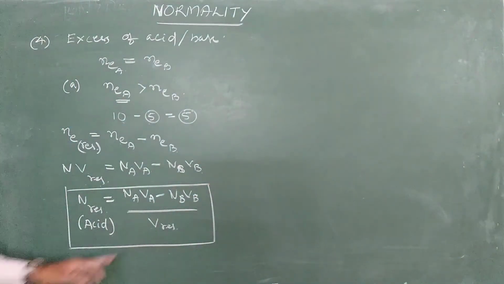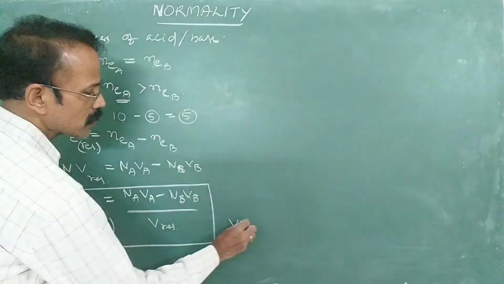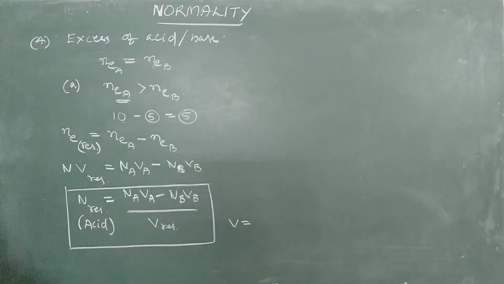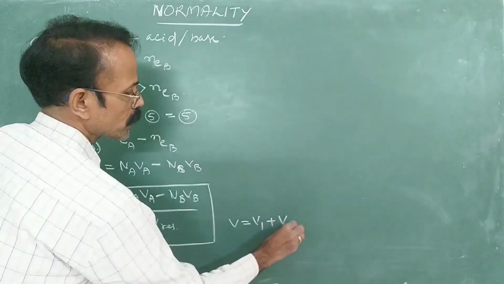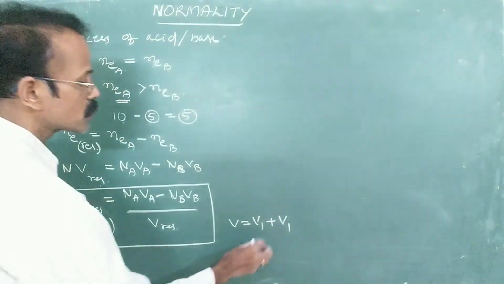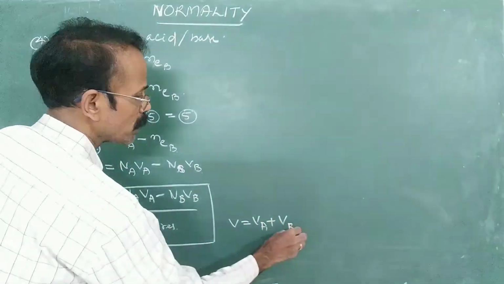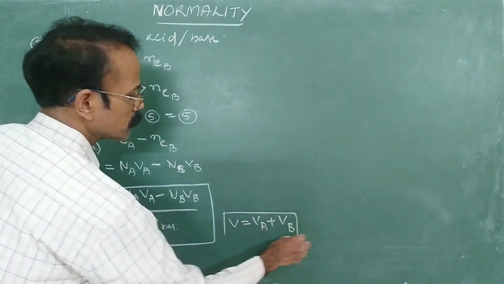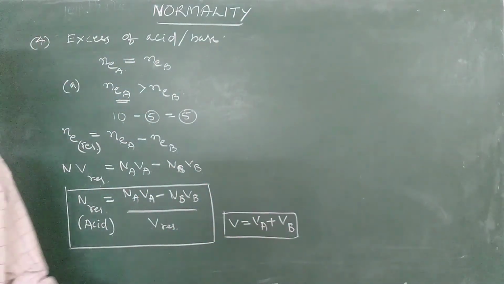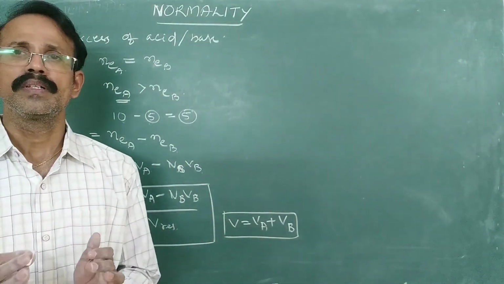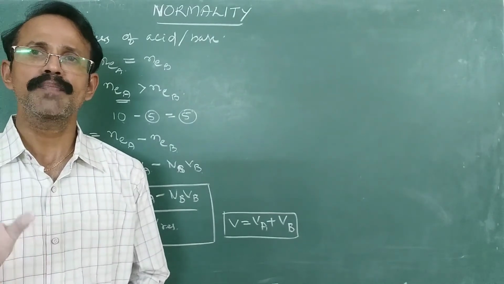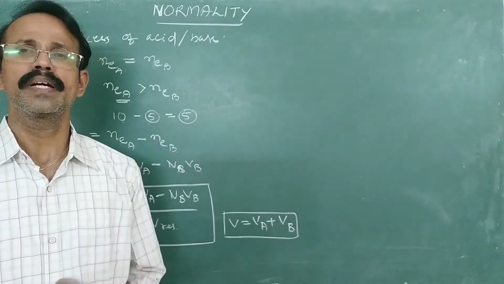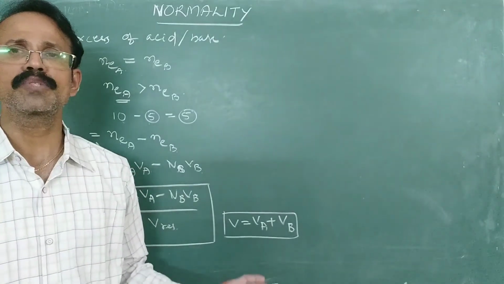Okay, so here again V is nothing but the volume of acid plus base. Here the volume of the resulting solution is equal to V1 plus V2, or Va plus Vb, because the resulting solution contains acid as well as base. Okay, acid as well as base volumes. So that is why it is equal to the sum of the volumes of acid and base.